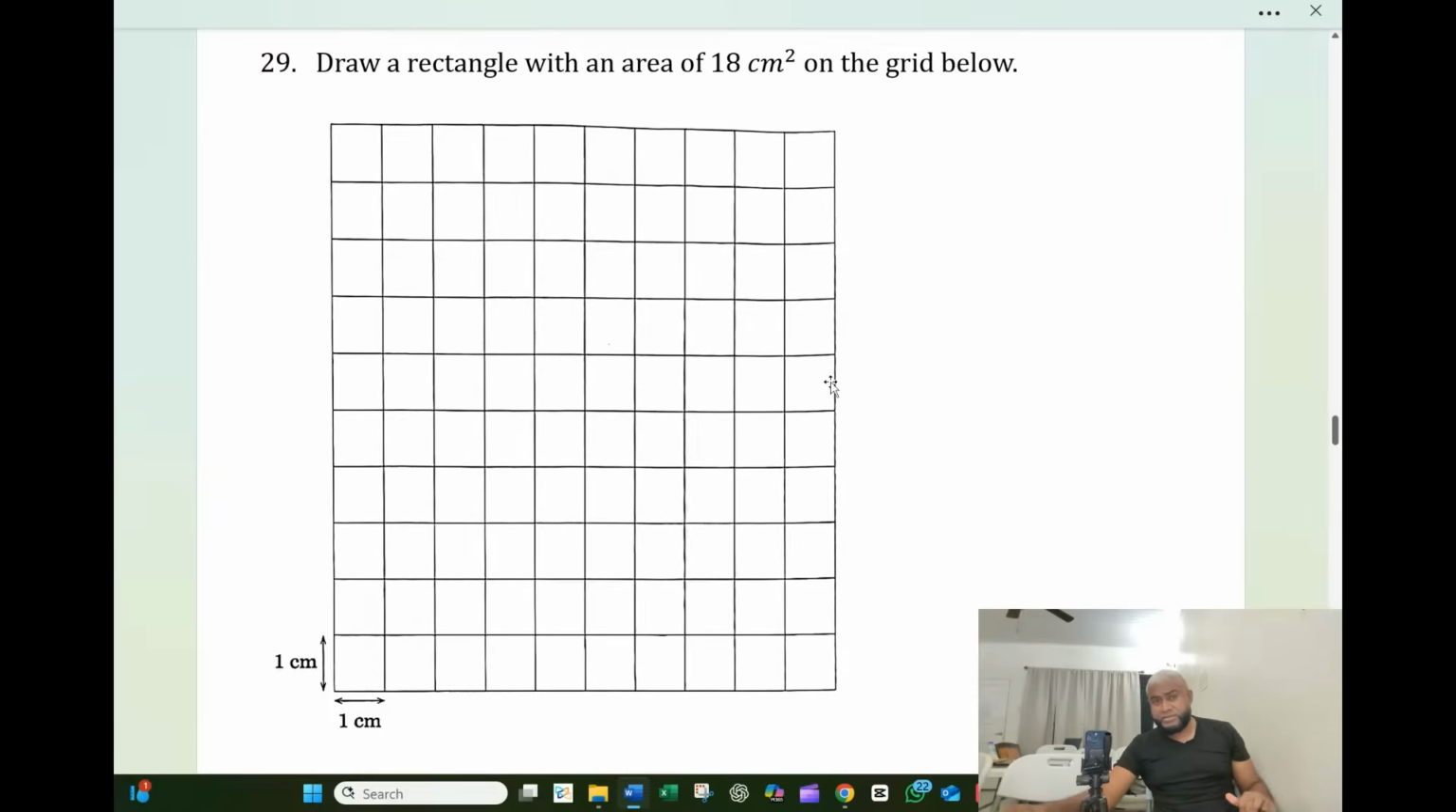Right, this is 1 minute. Draw a rectangle with an area of 18 centimeters squared on the grid.